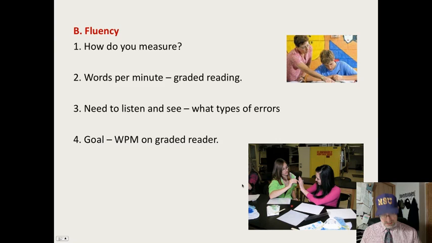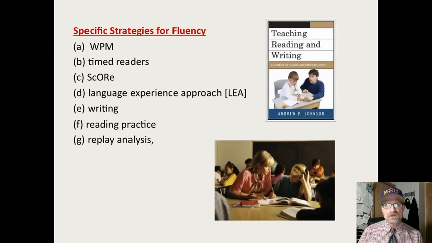What about fluency? How do you measure? You measure words per minute, and it should be on a graded reader, so I know it's words per minute on reading level 3 or reading level 4. But then you need to listen to that child read to see what types of errors the child is making. And the goal should be words per minute on a graded reader.